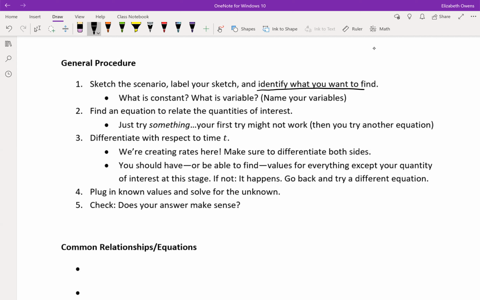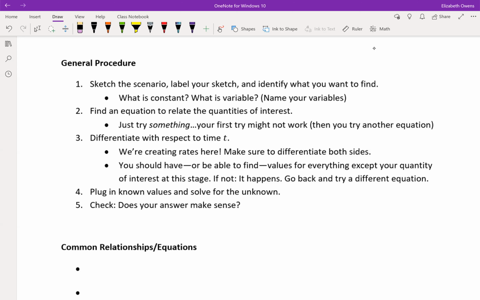And identify what you want to find. That way you know when you're going to be done with the problem. Otherwise, sometimes it can be hard to tell if you've done enough or if you've done too much. You don't want to go too far with these. So identifying where you want to end up is a good thing. We're kind of setting up a roadmap here with a picture.